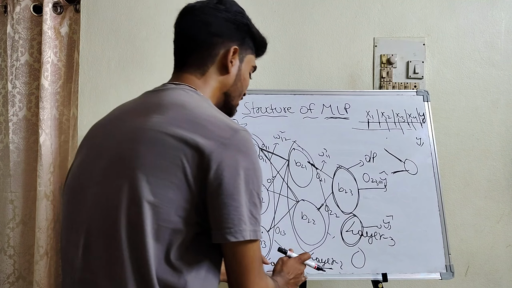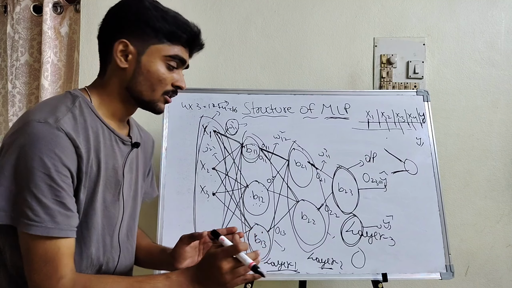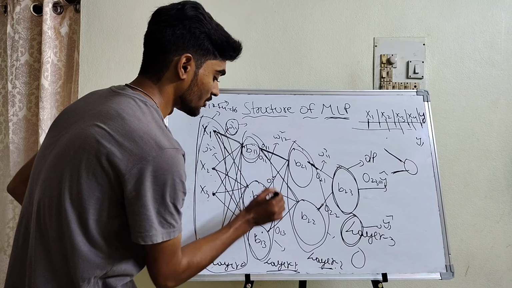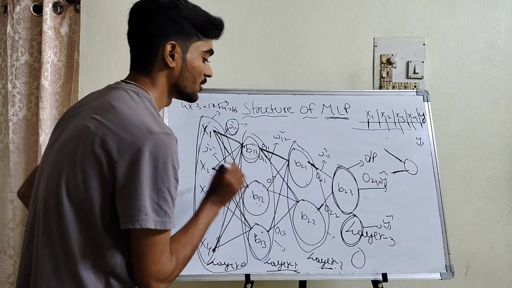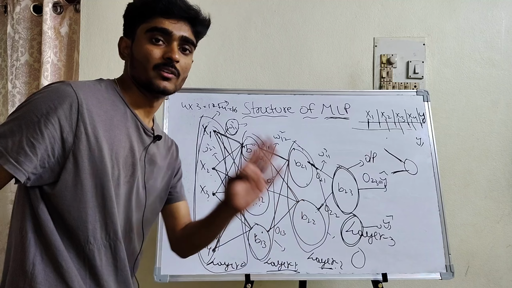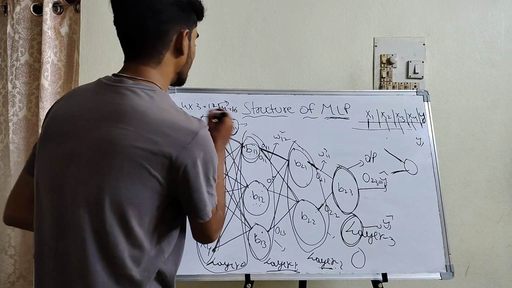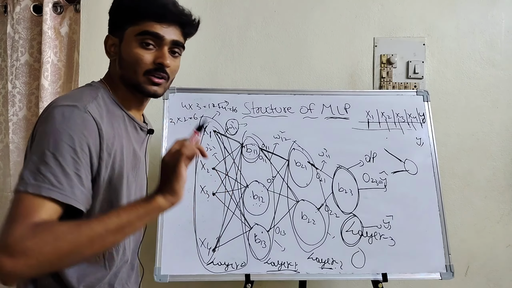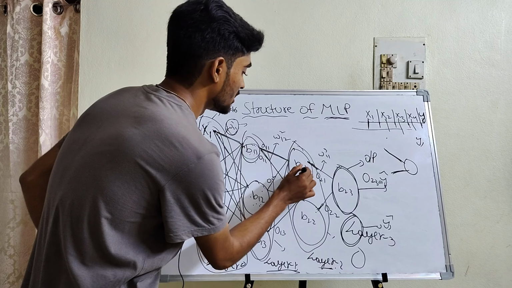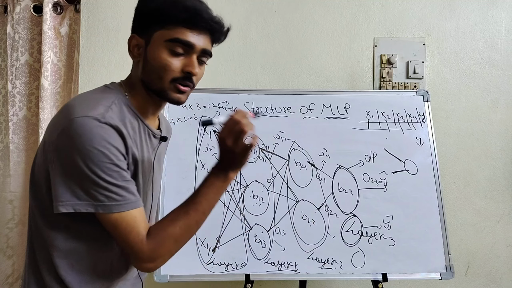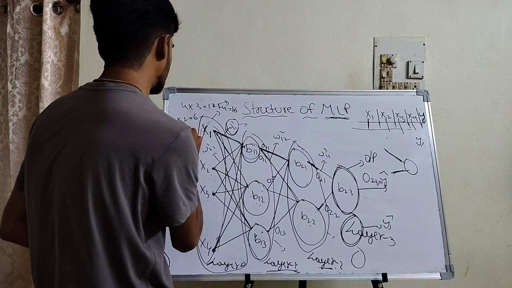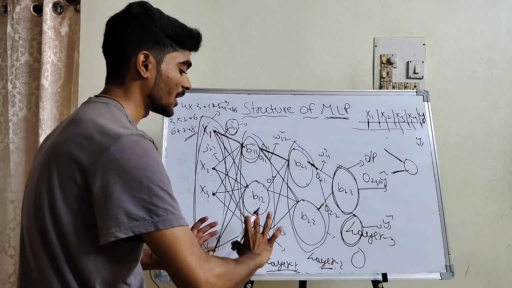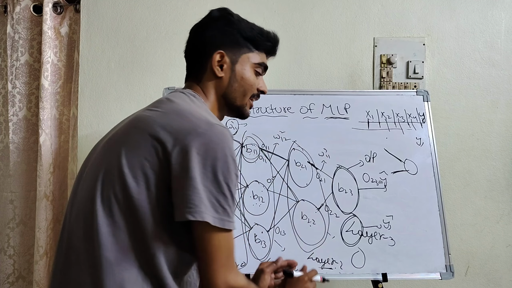Okay, we have 15 parameters between layer 0 and layer 1. Now let's see between layer 1 and layer 2. Between layer 1 and layer 2, we have 3 nodes over here and 2 nodes over here, means total 3 into 2, that is 6 weights. Now the total number of biases is B21, B22. Okay, 2 biases, so 6 plus 2 is equal to 8. We have total 8 parameters between layer 1 and layer 2.